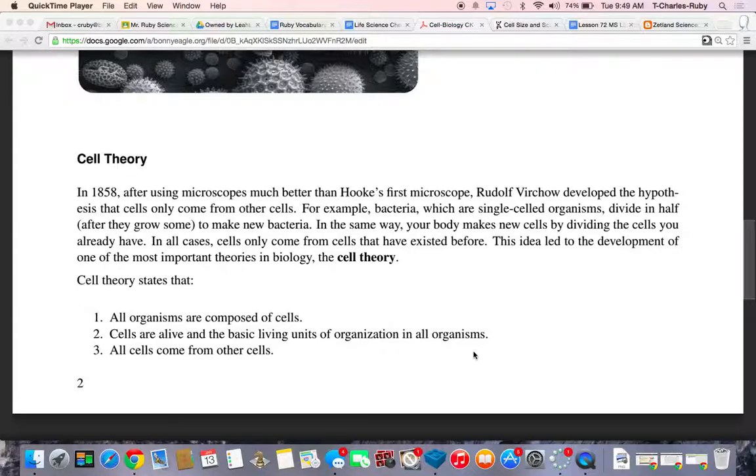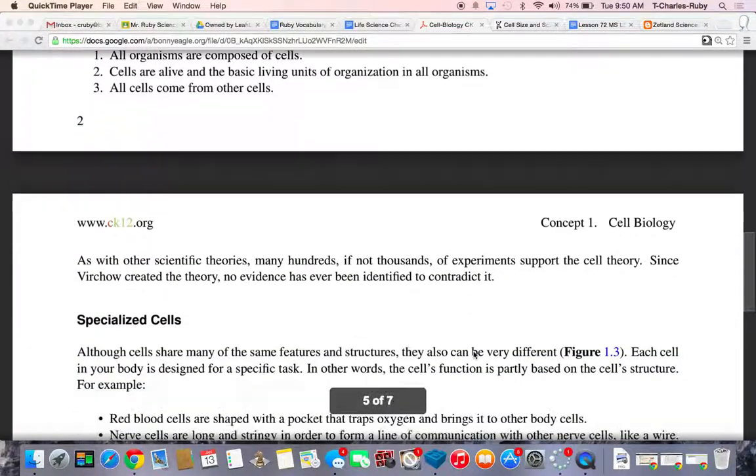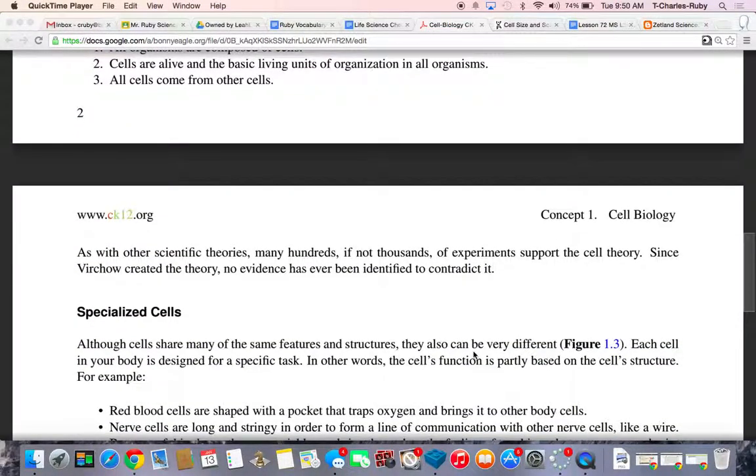The idea led to the development of one of the most important theories in biology, called the cell theory. Cell theory states that 1. All organisms are composed of cells. 2. Cells are alive and basic living units of organization in all organisms. 3. All cells come from other cells. As with other scientific theories, many hundreds, if not thousands of experiments support cell theory. Since Virchow created the theory, no evidence has been identified to contradict it.